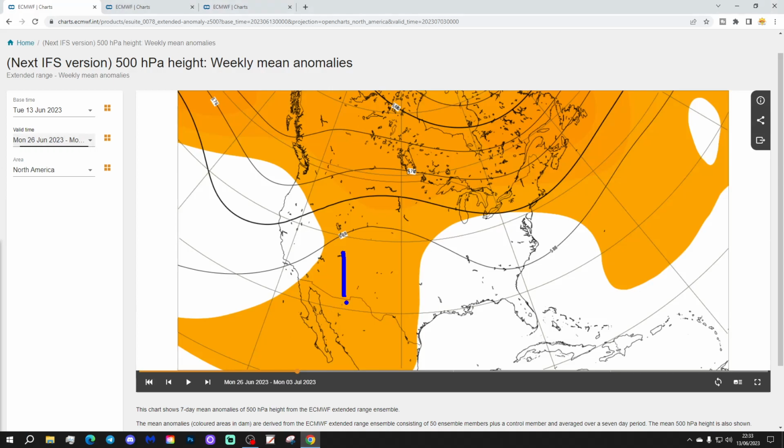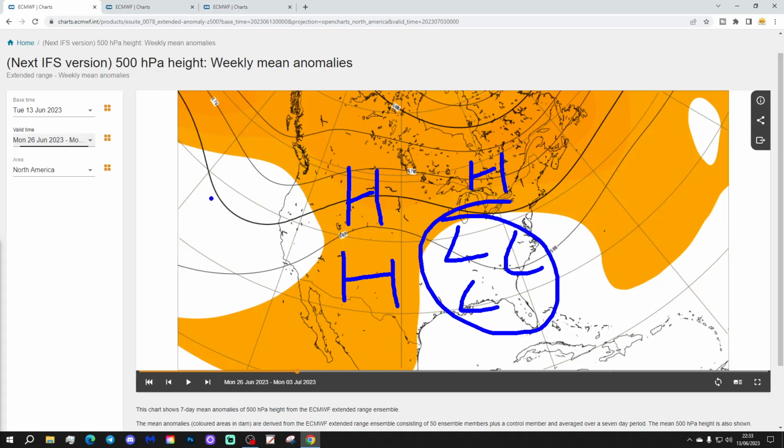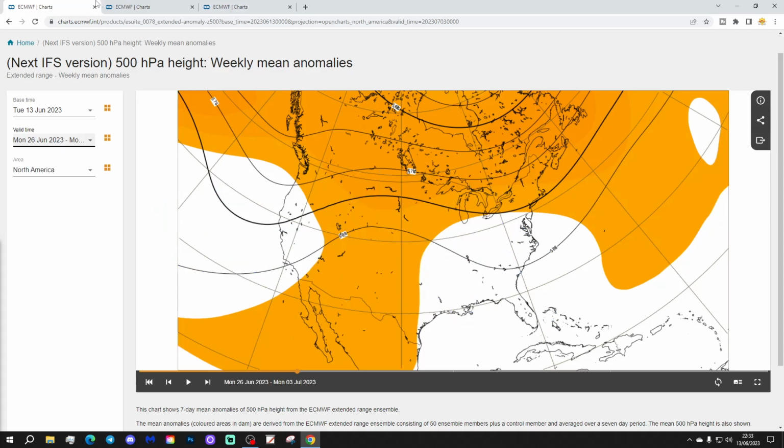So a large area of above average heights is generally taking over across America, actually, in this week. There might be some sort of upper level trough still left in this southeast corner, and we might be bringing some sort of lower pressure onto the west coast of America as well.